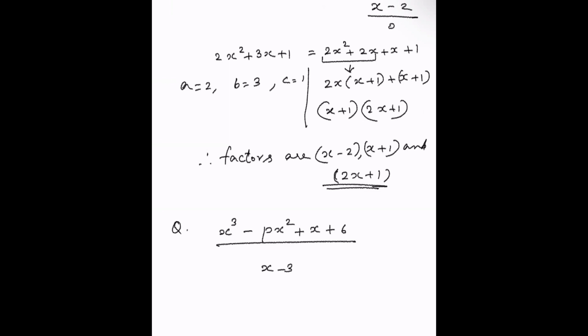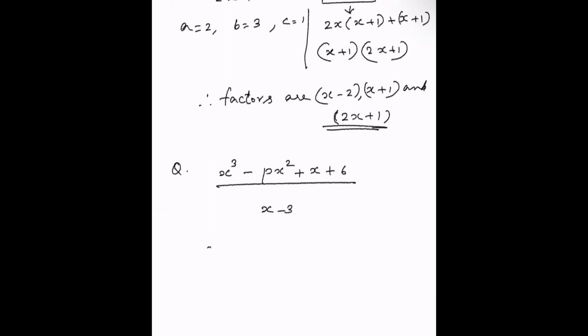Okay, and then there is another polynomial, which is 2x cube minus x square minus (p plus 3) into x minus 6. So I'm dividing both the polynomials by x minus 3. When divided by x minus 3, these two polynomials leave the same remainder. Find the value of p.